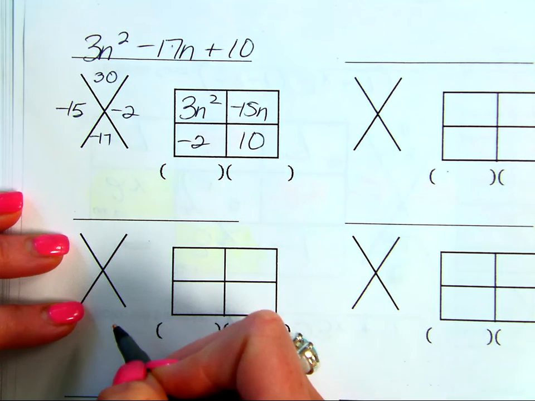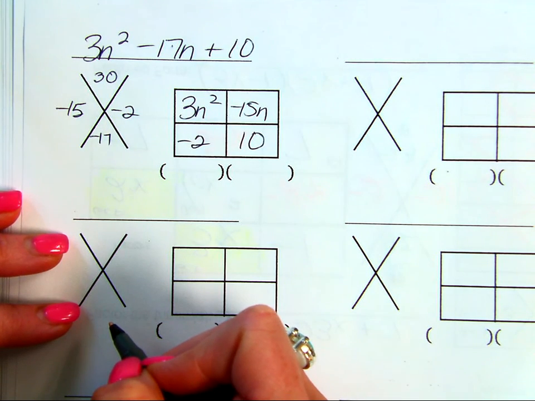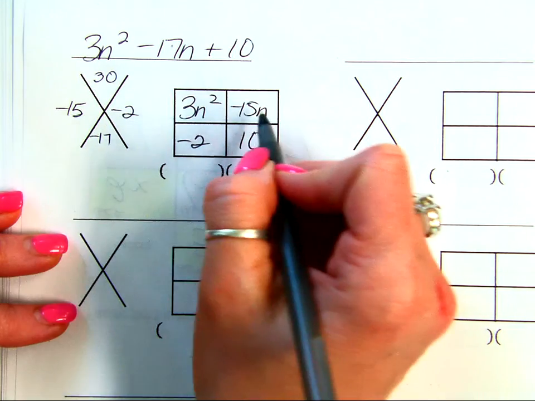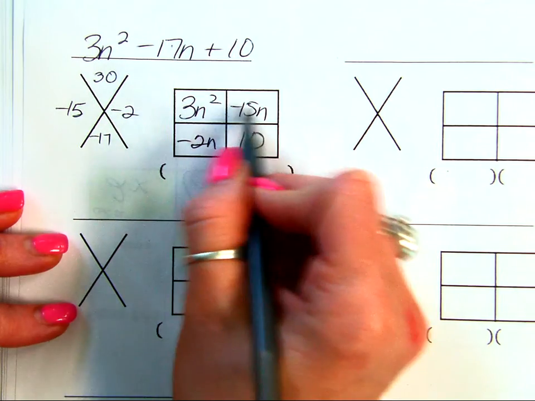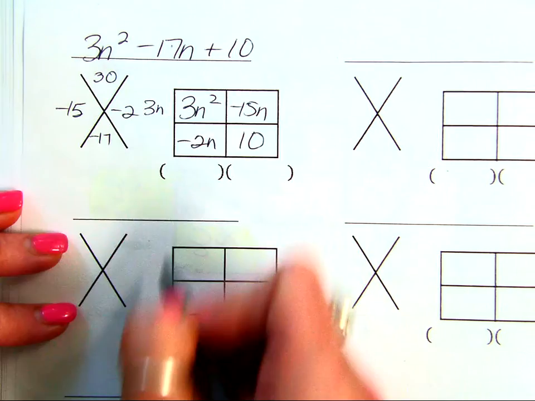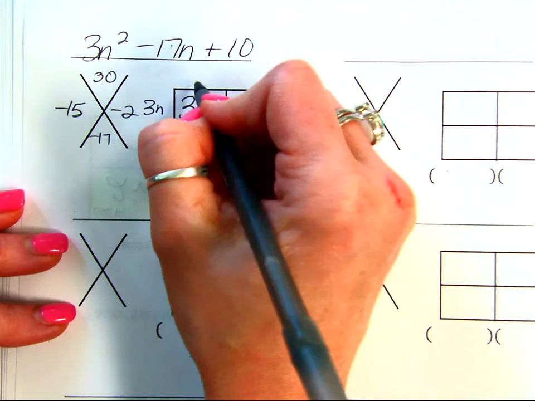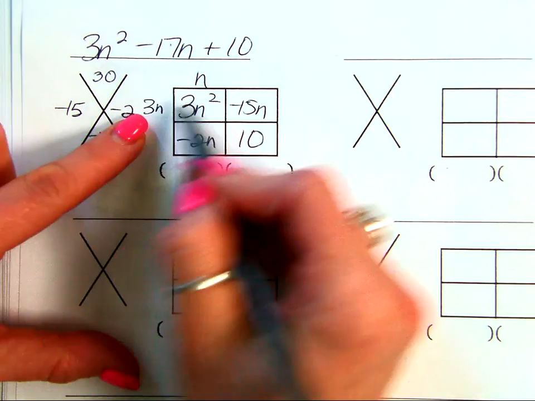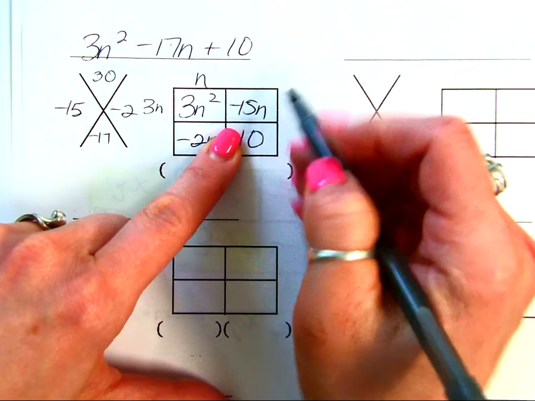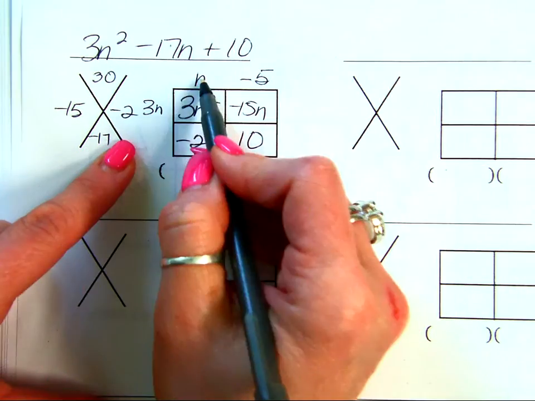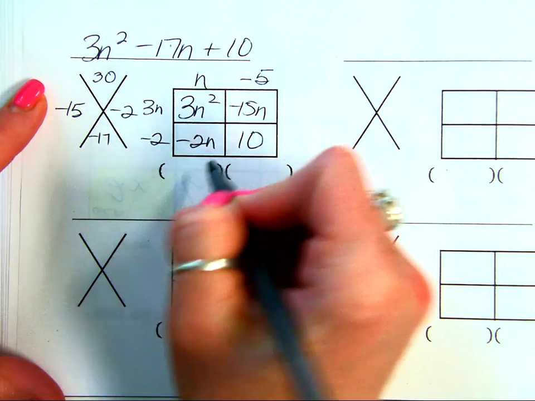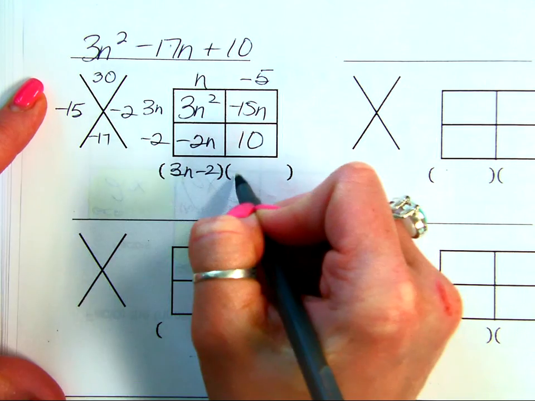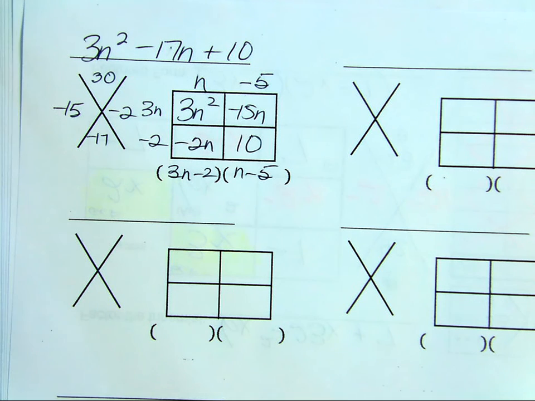Okay. And then what? Pull out your GCF of this. Your GCF of this is what? 15. Your GCF of this is n. 3n times what is negative 15n? n times what is negative 2? So did you get 3n minus 2, n minus 5? Ta-da! That's pretty good. I've never done it that way. Yeah, they like doing it that way.